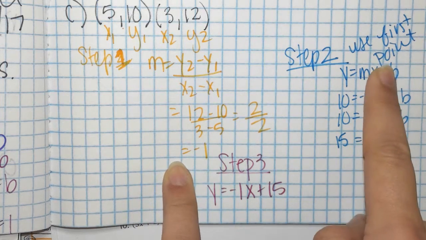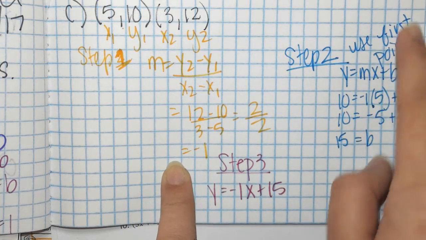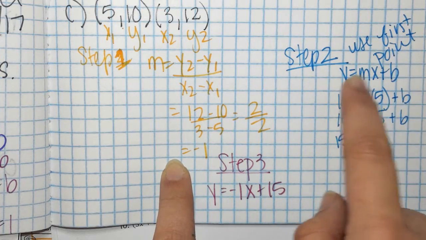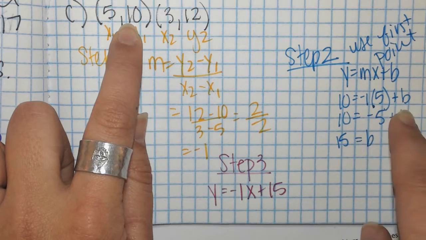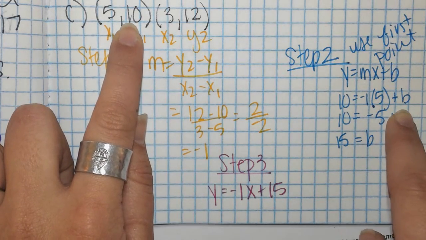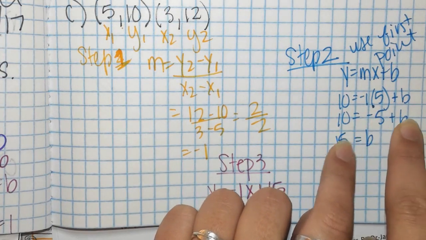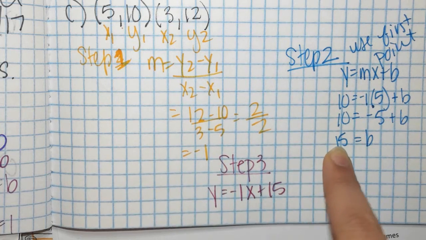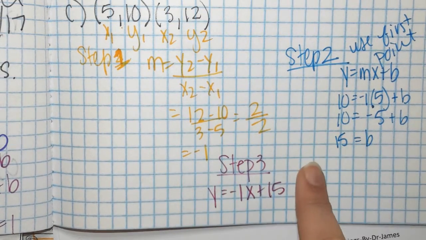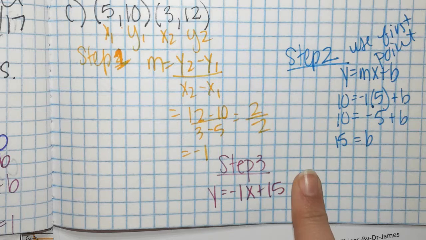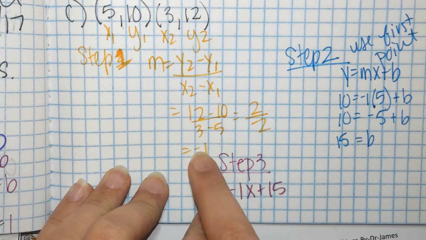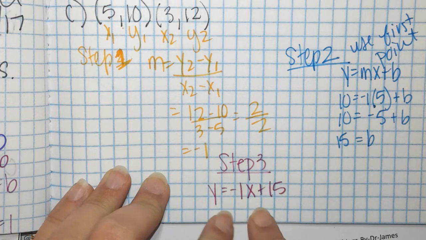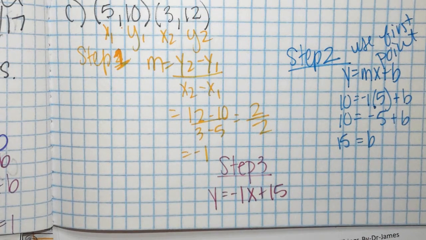Okay. Then I had to plug it in to find b. And I used my first point. So I said y equals mx plus b. And I said 10 equals negative 1 times 5 plus b. Right? And then I got negative 5 plus b. And I added and got 15. What's my final step? Put it all together. And so I said my slope was negative 1. So y equals negative 1x plus 15.